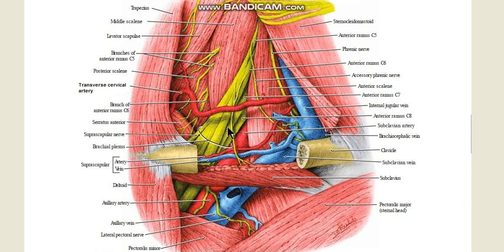brachial plexus. And you can make out that when you have seen the scalenus anterior, the subclavian vein is in front of the scalenus anterior, and the subclavian artery and the brachial plexus are behind it. That's all.